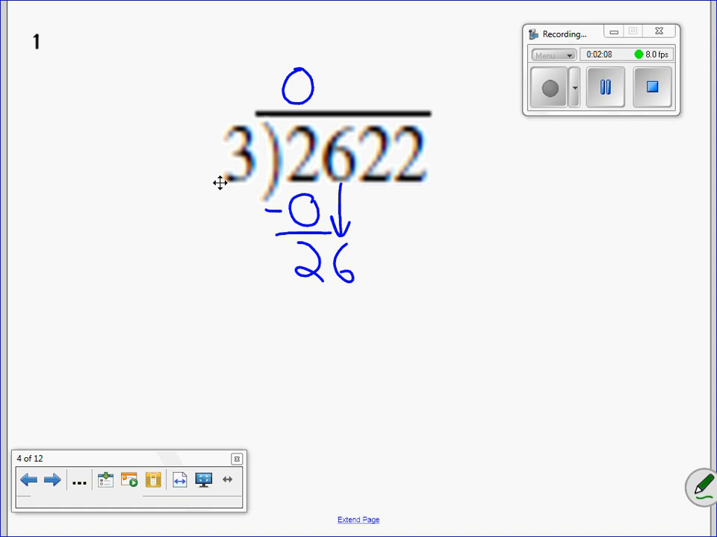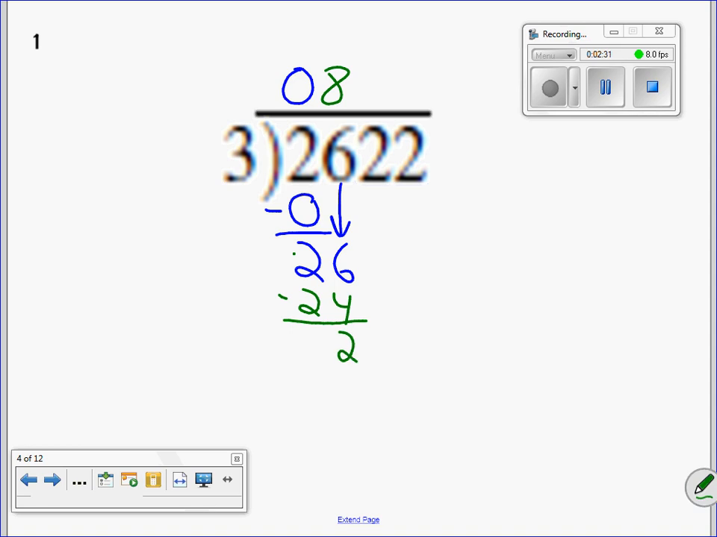Now let's do another one. How many times can 3 go into this number down here, 26? This is where your math facts come in, kids. 3 times 8 equals 24. 3 times 9 is 27. We can't go over. We want to see how close we can get. So we know we're going to have to put 8 up here. 3 times 8 then is 24. Then I'm going to subtract.